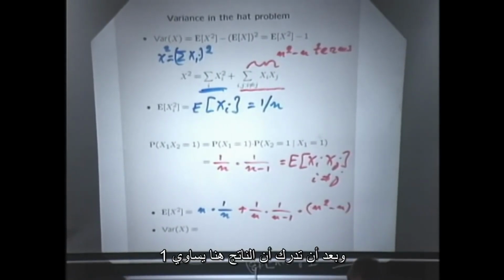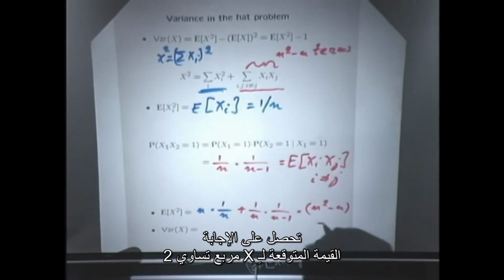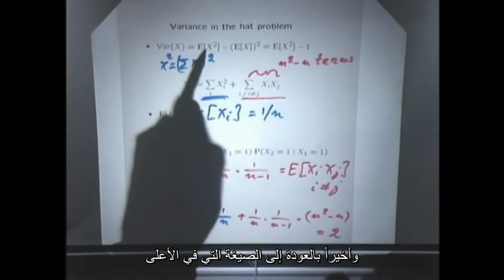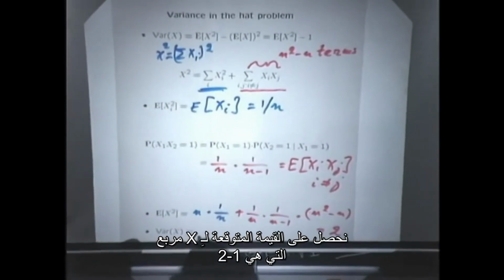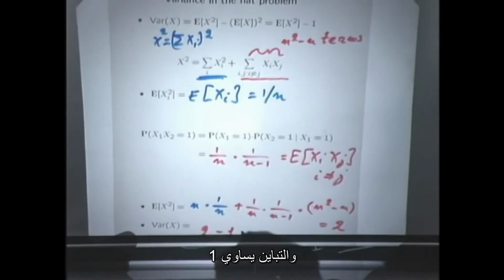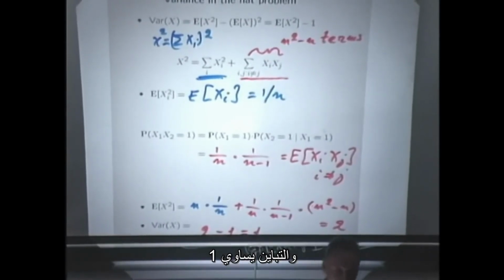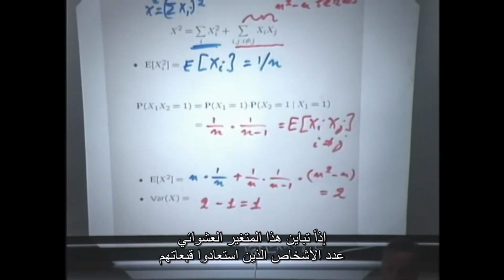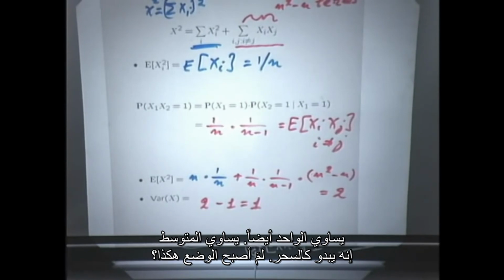And after you realize that this number here is 1, and you realize that this is the same as the denominator, you get the answer that the expected value of x squared equals 2. And then finally, going up to the top formula, we get expected value of x squared, which is 2, minus 1, and the variance is just equal to 1. So the variance of this random variable, number of people who get their own hats back, is also equal to 1, equal to the mean.